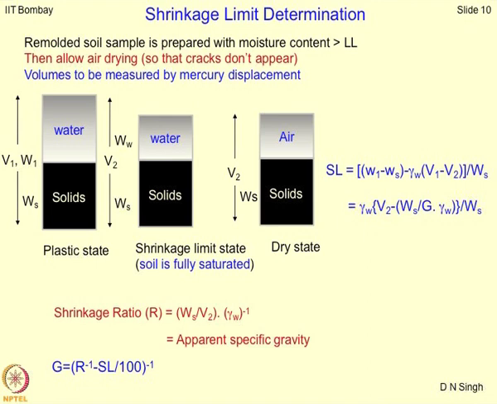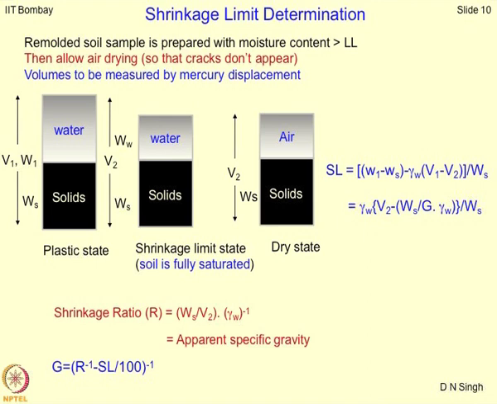The way you define this is Ws upon volume and 1 upon gamma W. So, this becomes your specific gravity term. See, G into gamma W will be nothing but weight upon volume. Here there is a correction, this should be G inverse. So, this is how you can correlate the shrinkage limit, the shrinkage ratio and the specific gravity.